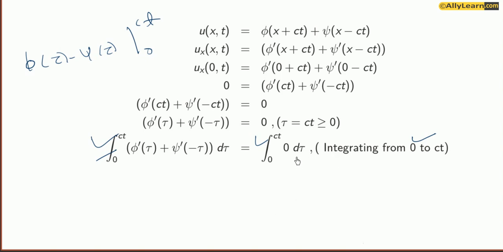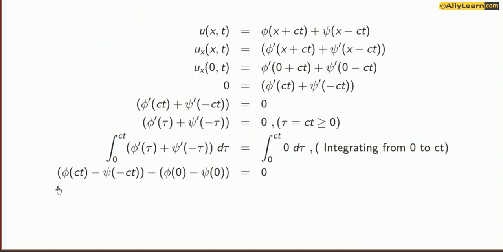And this side will vanish as this is the integration of 0. So upon putting the limits of integration, we get this expression: phi of ct minus psi of minus ct, since we have a minus tau over here, minus phi of 0 minus psi of 0, as the integration was from 0 to ct. So we get this expression.